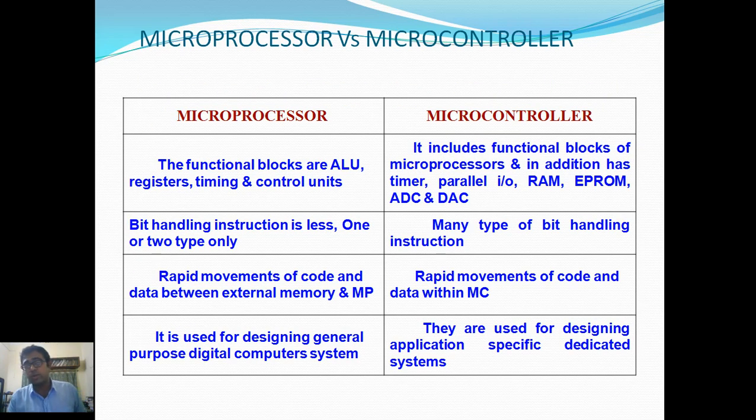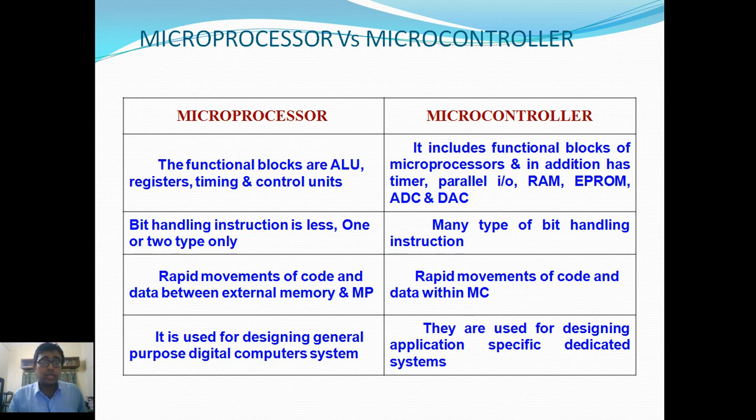The basic difference between microprocessor versus microcontroller. In a microprocessor, the functional blocks are the ALU, register, timing and control units. These are the basic functional blocks of a microprocessor: arithmetic logic unit, registers included with the ALU, and timing and control units. A microcontroller includes the functional blocks of a microprocessor. In addition, it has a timer, parallel input output port, RAM, EPROM, electrically programmable ROM, ADC and DAC, meaning analog to digital converter and digital to analog converter.